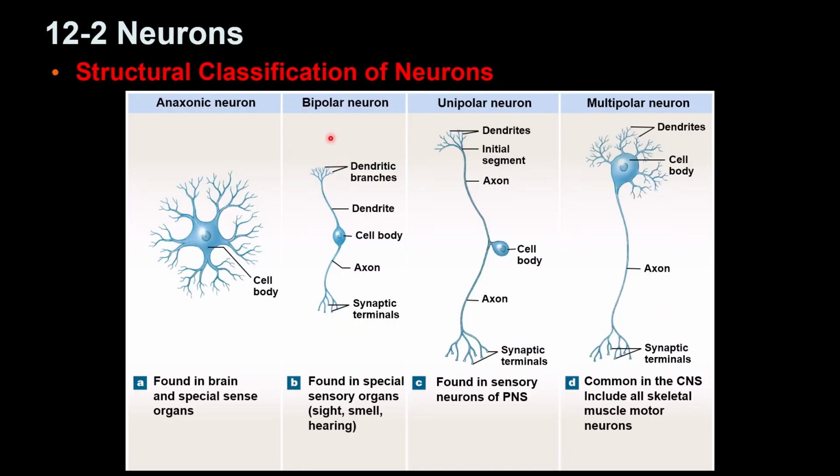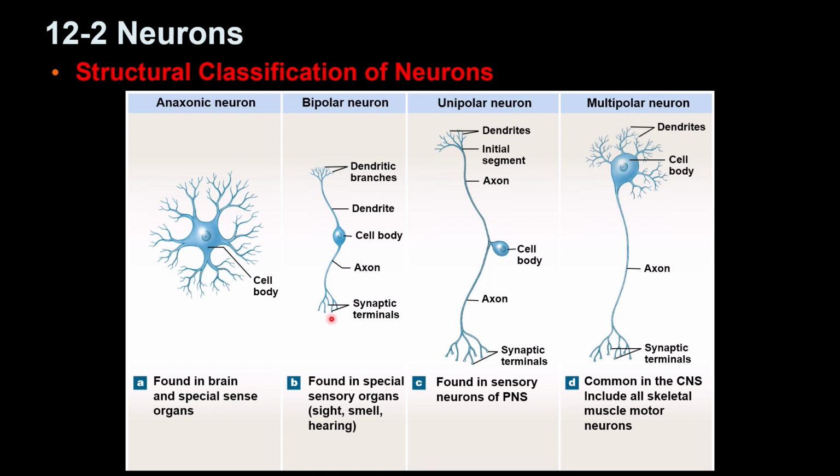There is a different classification of the neurons. Okay, so one is called anaxonic, so it does not have an axon, and you can see the dendrites and the cell body here, and that is found in the brain and special senses. The second one is called bipolar neurons, and it has one dendrite. So it's small, connected to the cell body, and then there is a short axon. So this is found in the special senses, and when we get to the special senses, I will remind you.